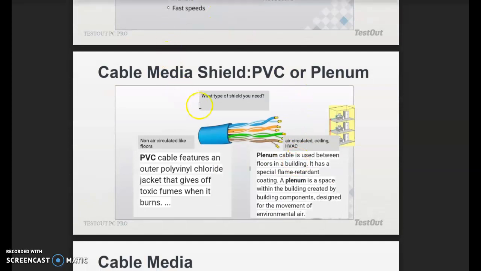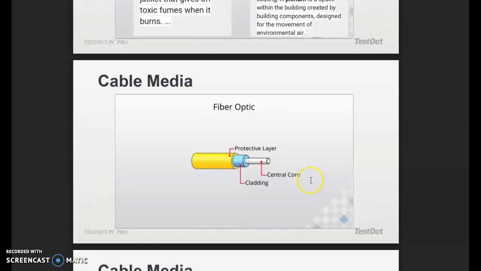And if you are using UTP, you need to make sure that PVC is not used around where the air is circulated, because PVC creates a toxic fume when it is burnt. So we use plenum, where there is air circulation, ceiling, and movement of air. Plenum is safer, and it is a flame retardant coating.